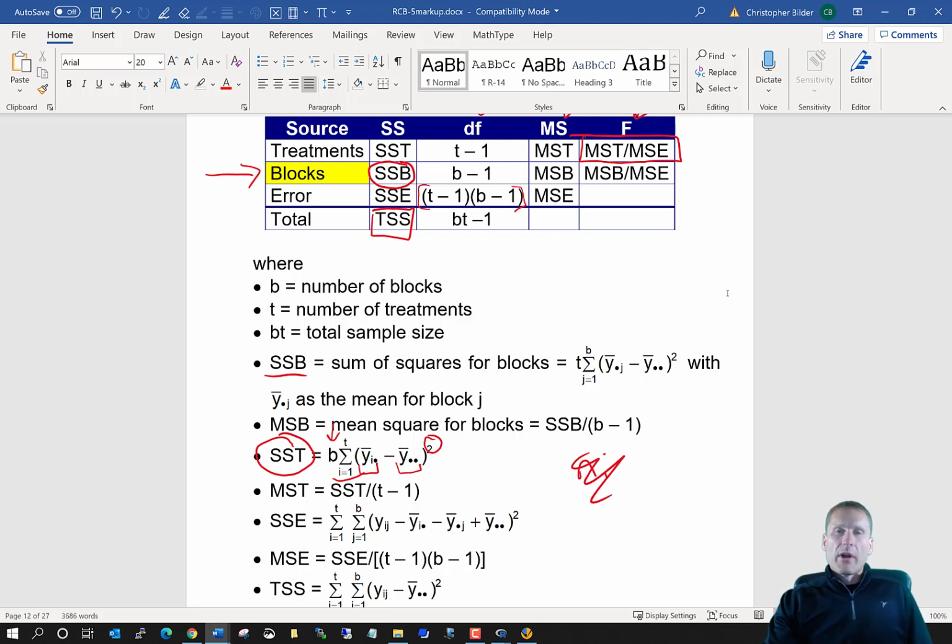Now for sums of squares for block, look at this. Y bar dot j corresponds to the mean for a particular block. So for example, y bar dot 1 for the golf ball example would be the mean distance for golfer number 1. We then subtract off the overall mean for all the observations, square it, add it up across all the blocks, and then we weight by the number of treatments that we have. This is the number of observations per block.